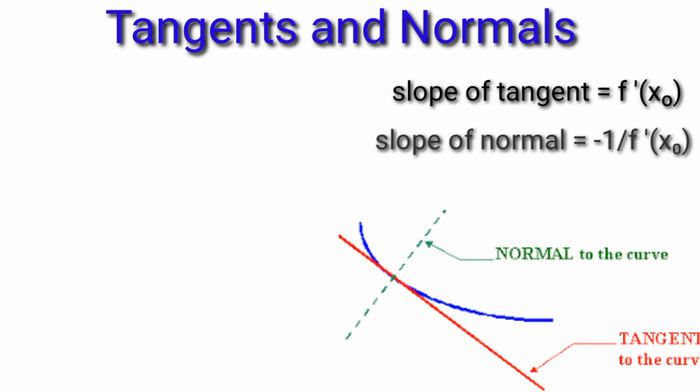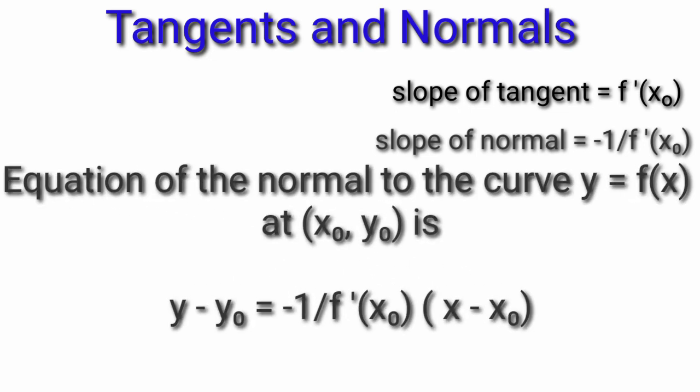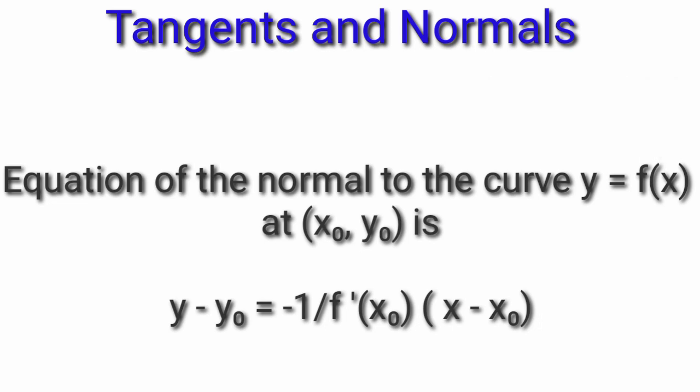Now we can look at the equation of the normal there. The equation of the normal to the curve y equals f of x at (x0, y0) uses the same equation: y minus y0 equals, instead of f dash of x0, here the slope is minus 1 by f dash of x0. So we write minus 1 by f dash of x0 into (x minus x0). The equation of the tangent is y minus y0 equals f dash of x0 into (x minus x0). Then the equation of the normal is y minus y0 equals minus 1 by f dash of x0 into (x minus x0).